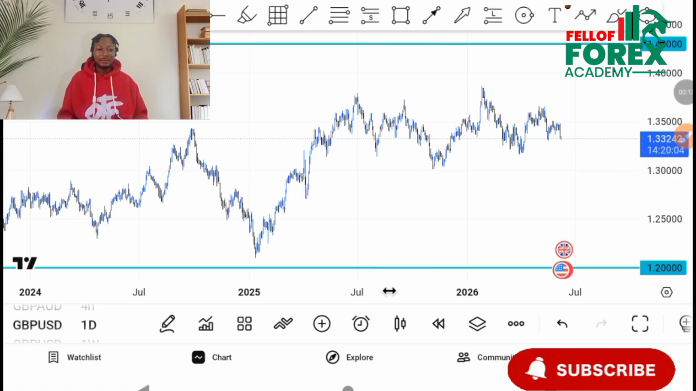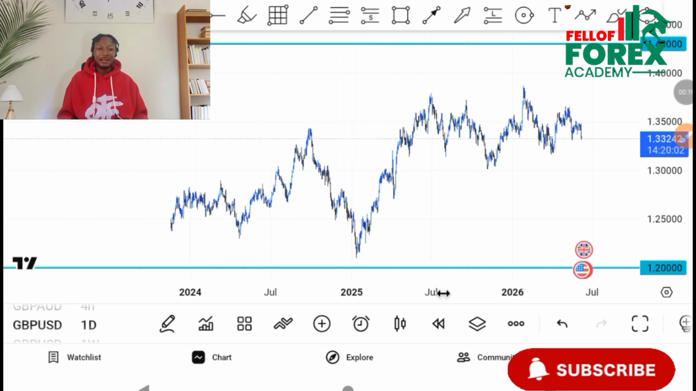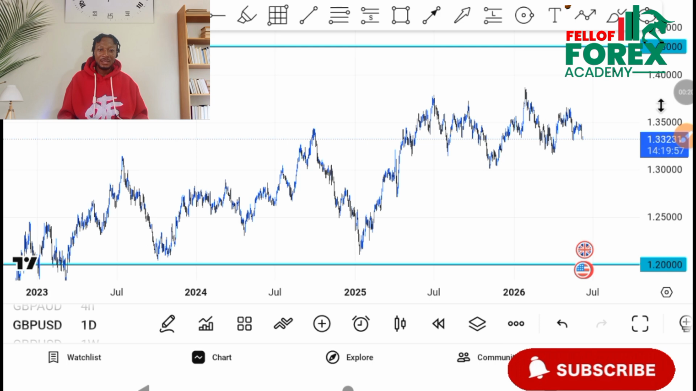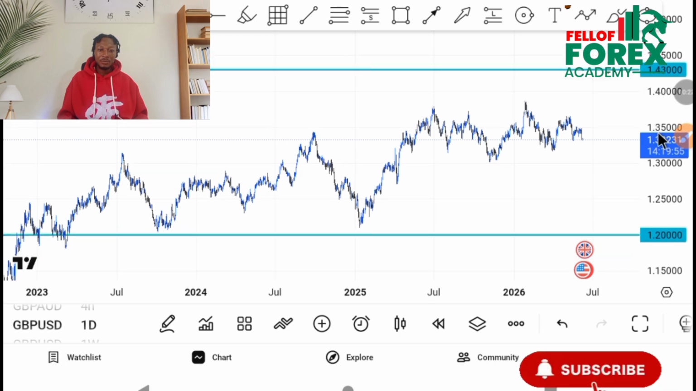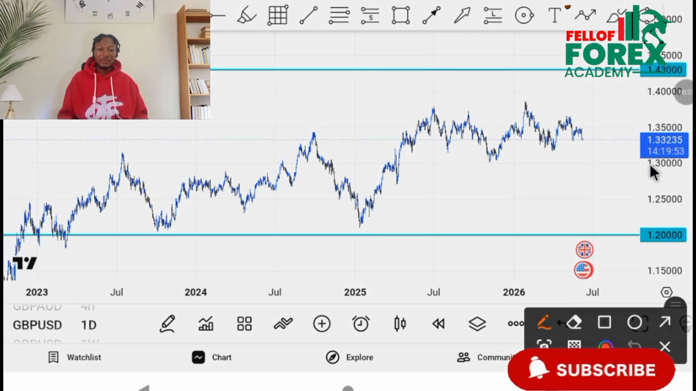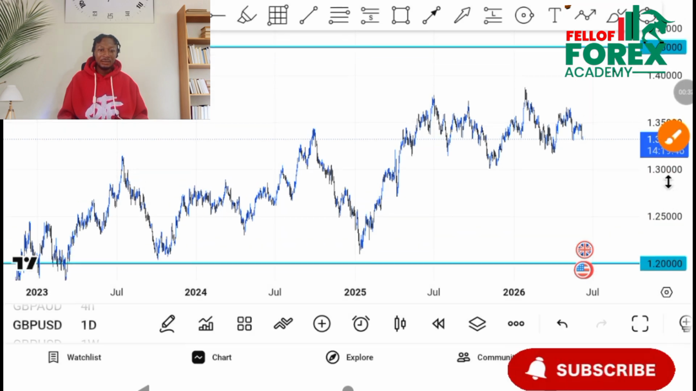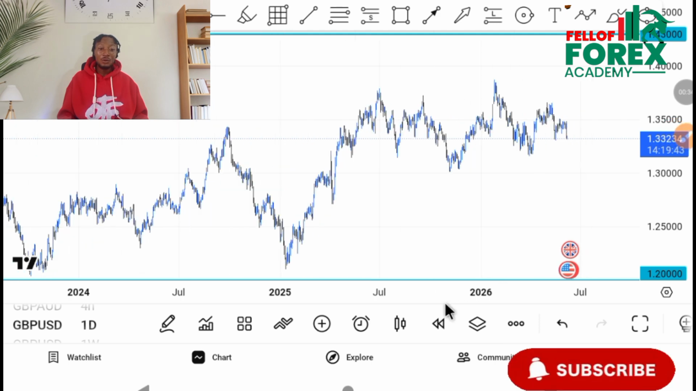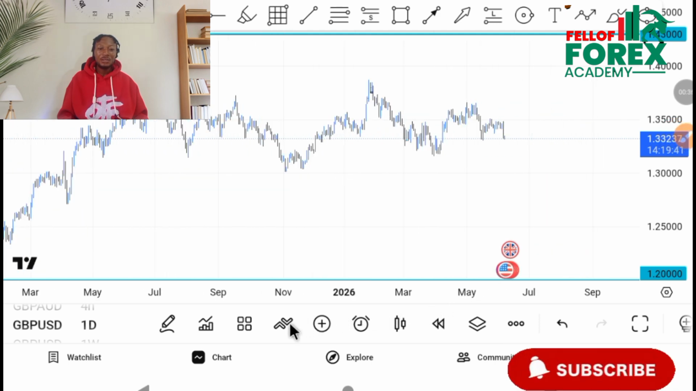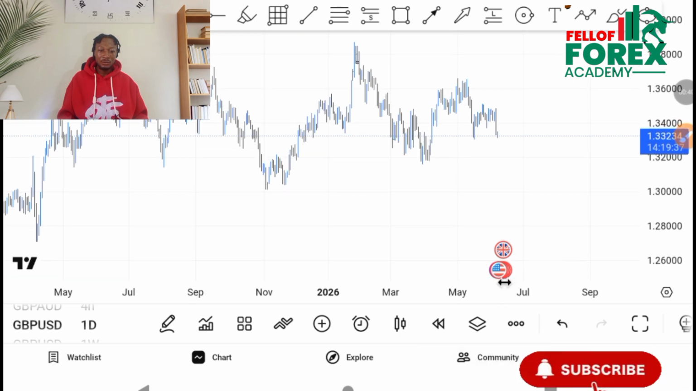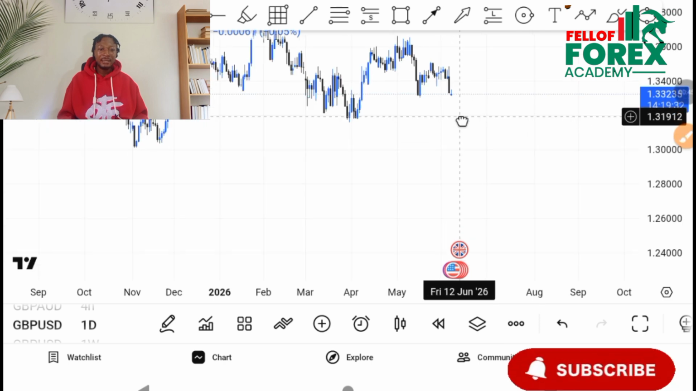Hi guys, what's up? Good morning. And this is GBPUSD for today. Looking at our current price action, this is the daily time frame, and we already know what we saw over the weekend. GBPUSD is still very bullish overall. The daily is bullish, external and internal.